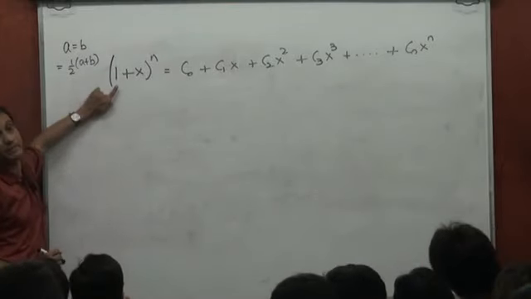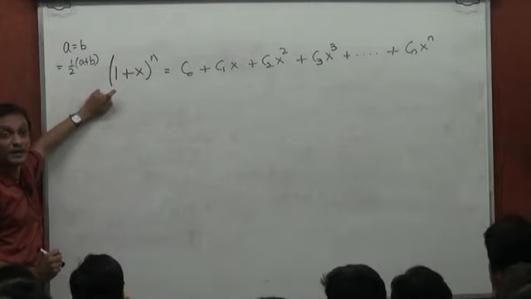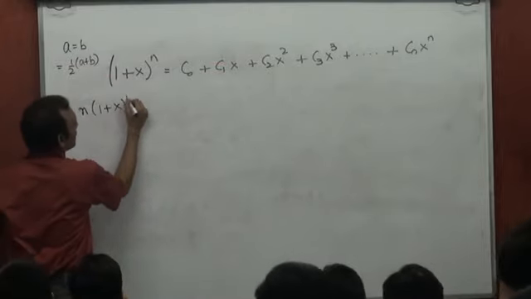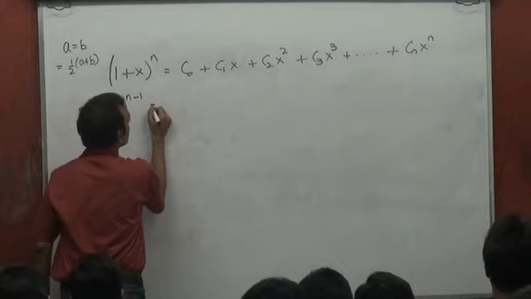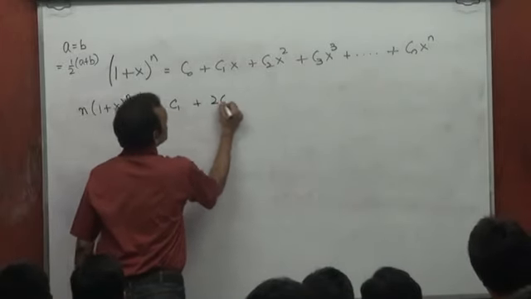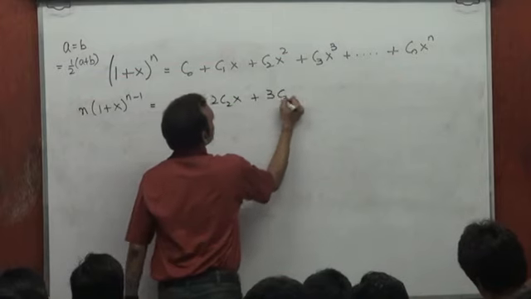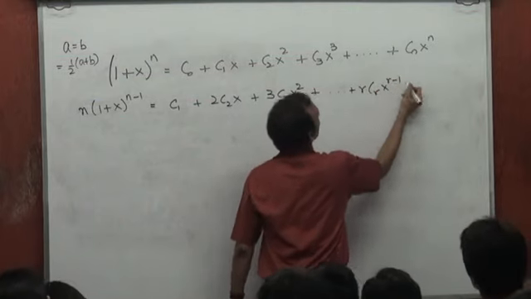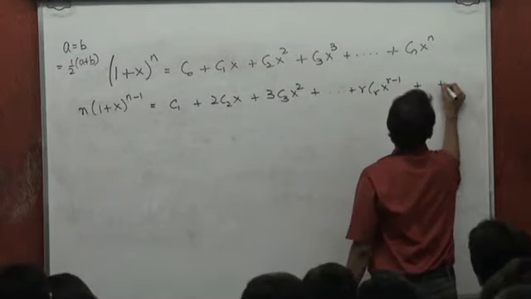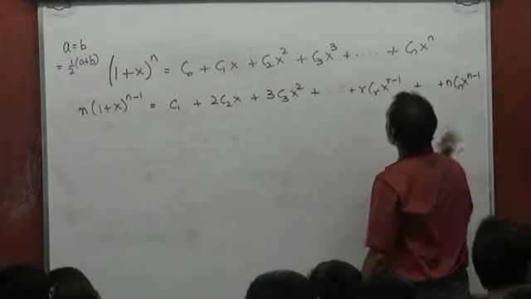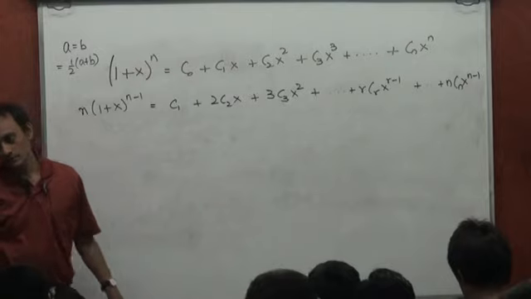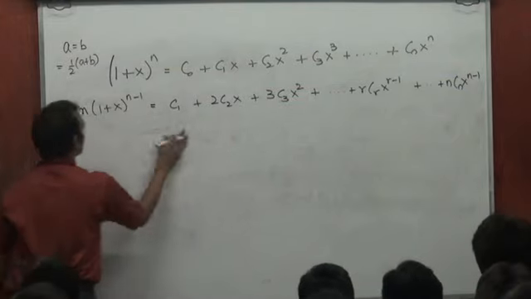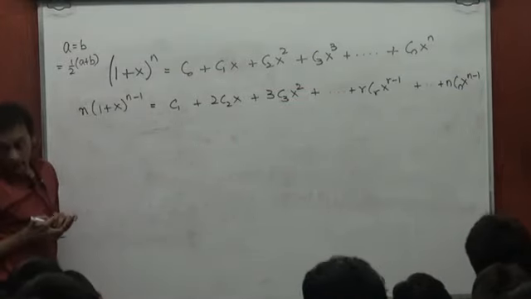These are all regular relationships which you must remember. Now, let me differentiate both sides with respect to x. Then I get n into (1 plus x) to the power n minus 1 equals c1 plus 2c2x plus 3c3x squared plus ... rcr x to the power r minus 1 ... ncn x to the power n minus 1. That's what I get, right? So, this is also an identity.